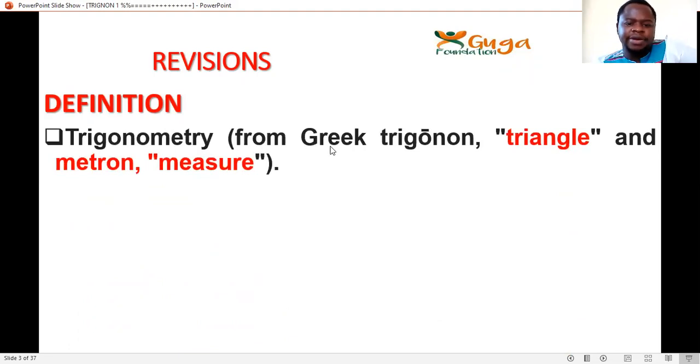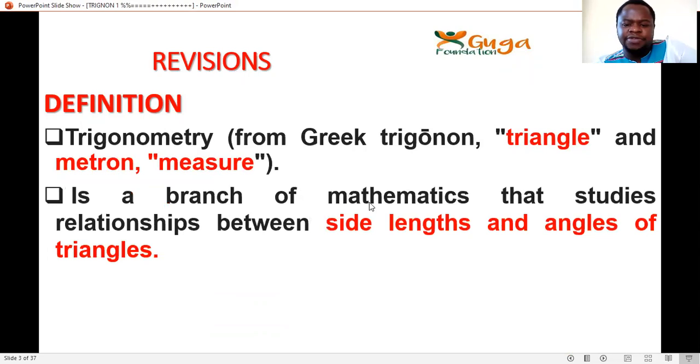So trigonometry comes from the Greek words trigonon, meaning triangle, and metron, meaning measure. This is a branch of mathematics that studies the relationship between side lengths and angles of triangles.